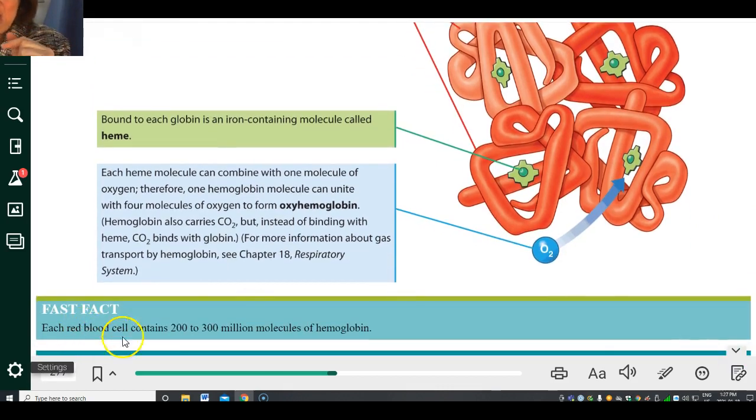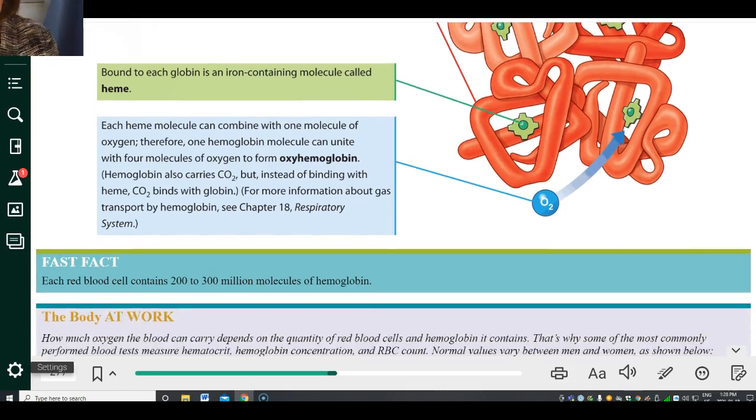Each red blood cell has 200 to 300 million molecules of hemoglobin. Because the hemoglobin is attracted to the oxygen, it will keep the oxygen concentration at a gradient. So when oxygen comes into the lungs and encounters the hemoglobin, it will always be attracted to the hemoglobin, and it will keep the concentration gradient going.